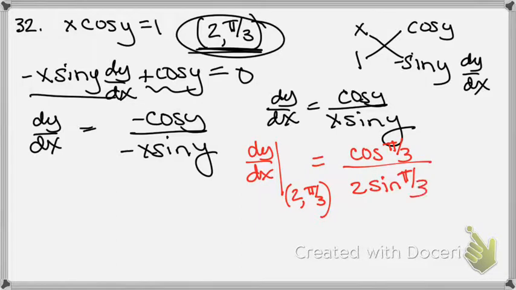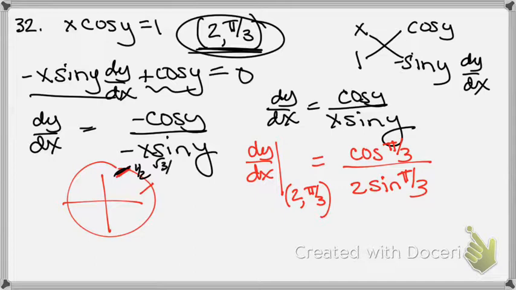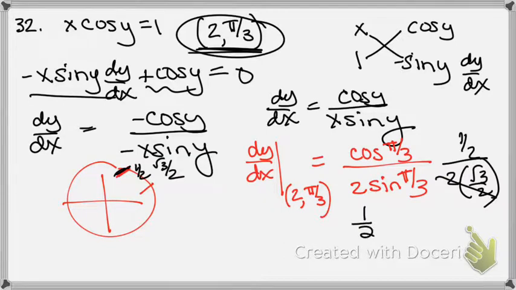Okay, so I need the cosine and the sine at pi over 3, unit circle. Pi over 3 is the second one right here. What are those numbers? 1/2 is first, square root of 3 over 2 is second. So my cosine is 1/2, and my sine is square root of 3 over 2. Okay, these 2's cancel. So this is 1/2 divided by the square root of 3, which is times 1 over root 3. So it's 1 over 2 root 3.